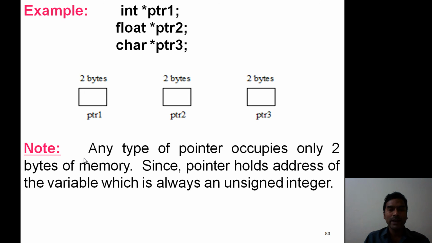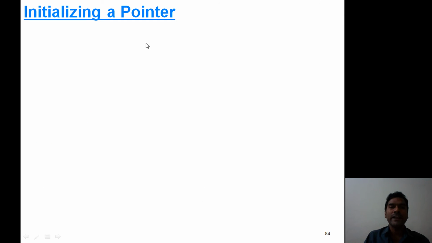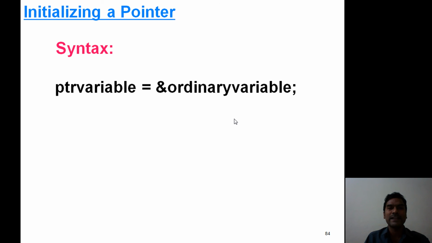Now this is one important point. Any type of pointer occupies only 2 bytes of memory, since a pointer holds the address of a variable, which is always an unsigned integer. Then, how to initialize a pointer?